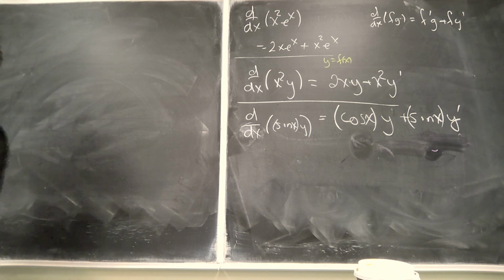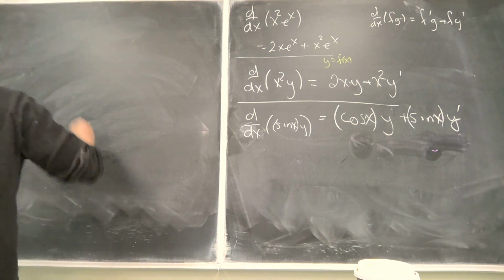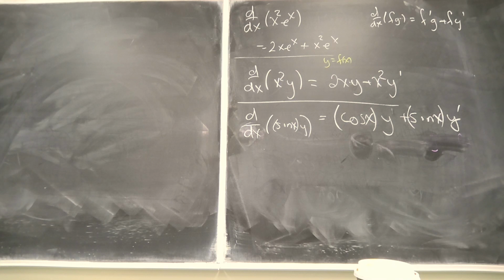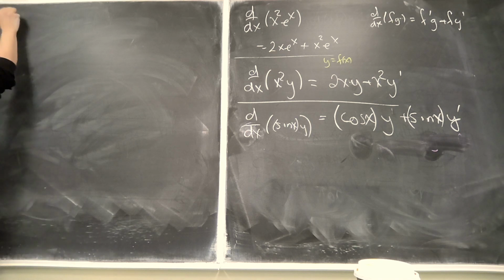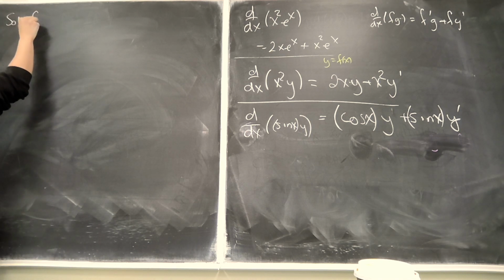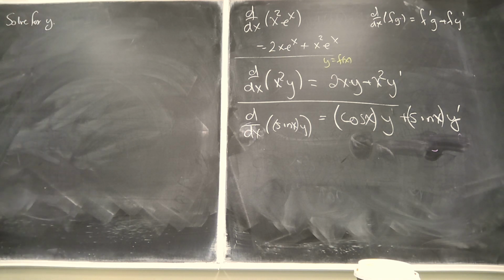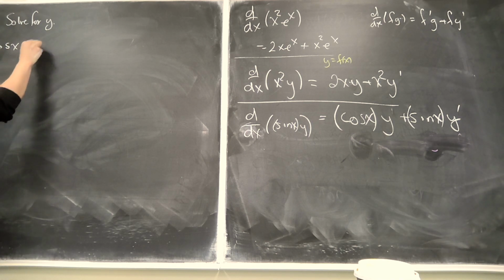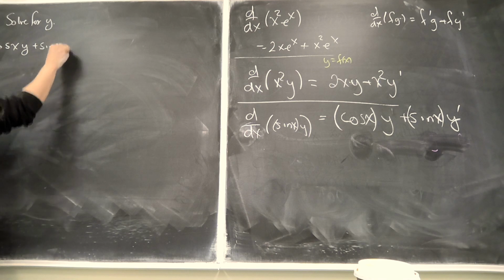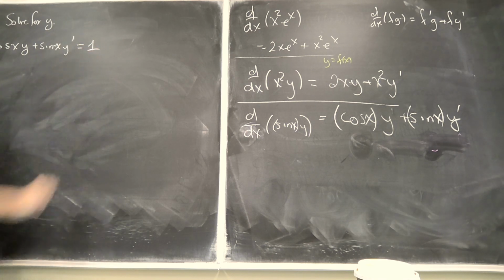So I'm going to set up an easy differential equation now. Suppose I give you the following differential equation. The point of the differential equation is I say solve for y, which means I want to know the function y that solves the differential equation. And I write down the cosine of x times y plus the sine of x times y prime is equal to 1.